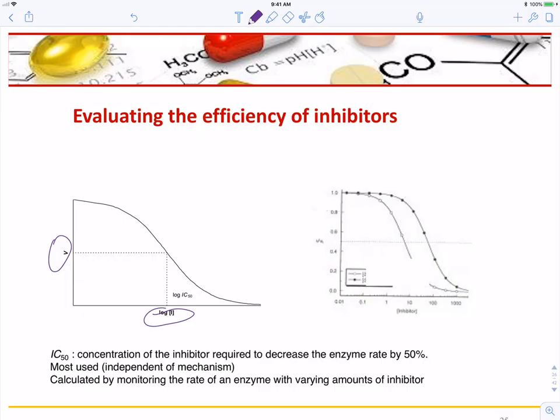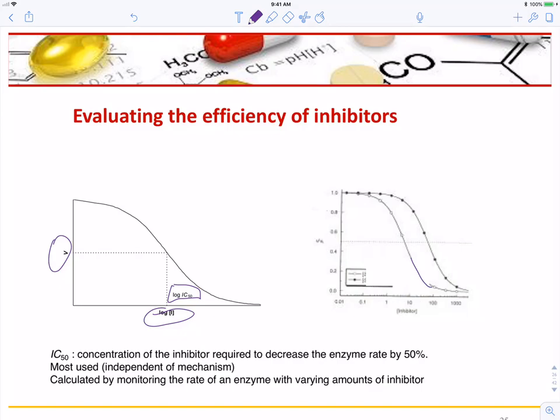By doing that, we obtain a sigmoidal curve in which, at increasing concentration of inhibitor, the velocity of the enzyme is decreased until we reach zero. An important quantity that we can extrapolate from this graph is the log of the IC50. The IC50 is described as the concentration of the inhibitor required to decrease the activity of the enzyme, so the enzyme rate, by 50%.